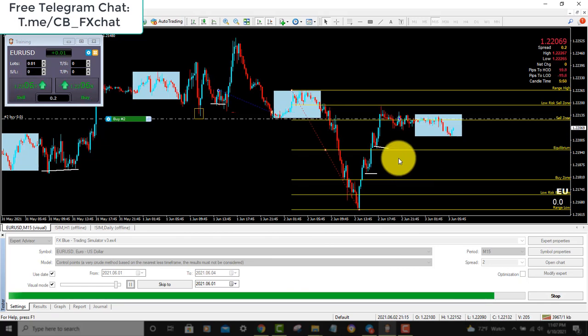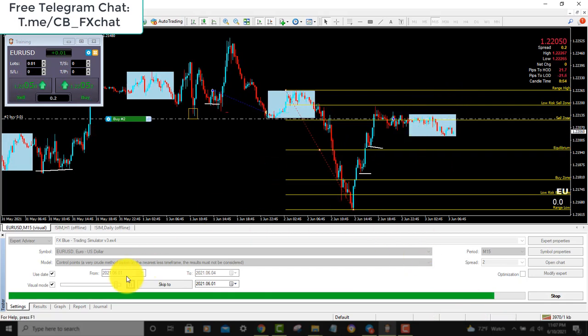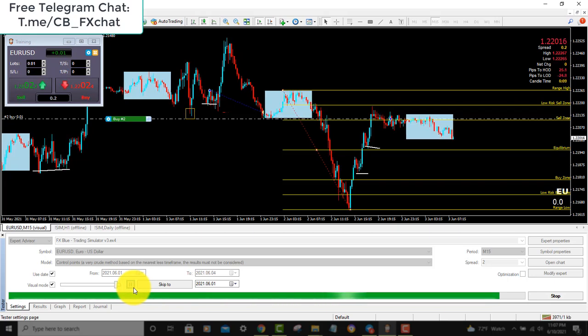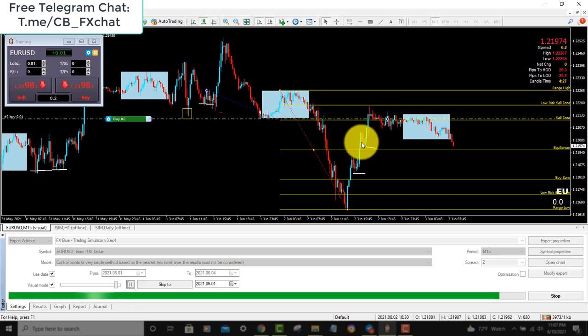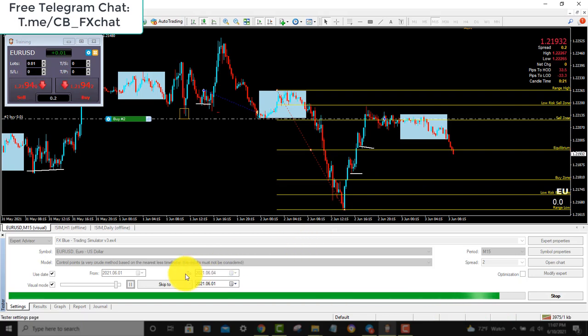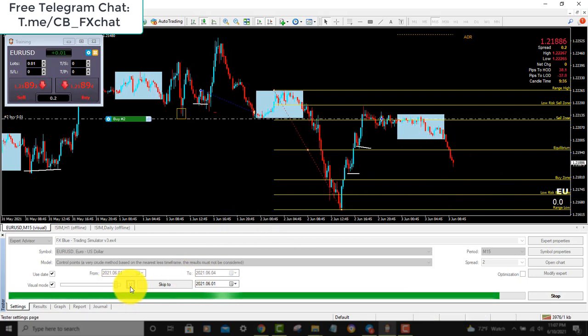And some people hold through Asia. I always close the trade before the end of the day, but you know, some people do that. All right, so we're breaking below, and our stop loss got hit at this point. But let's see if we can get something in the buy zone, our low risk buy zone area.